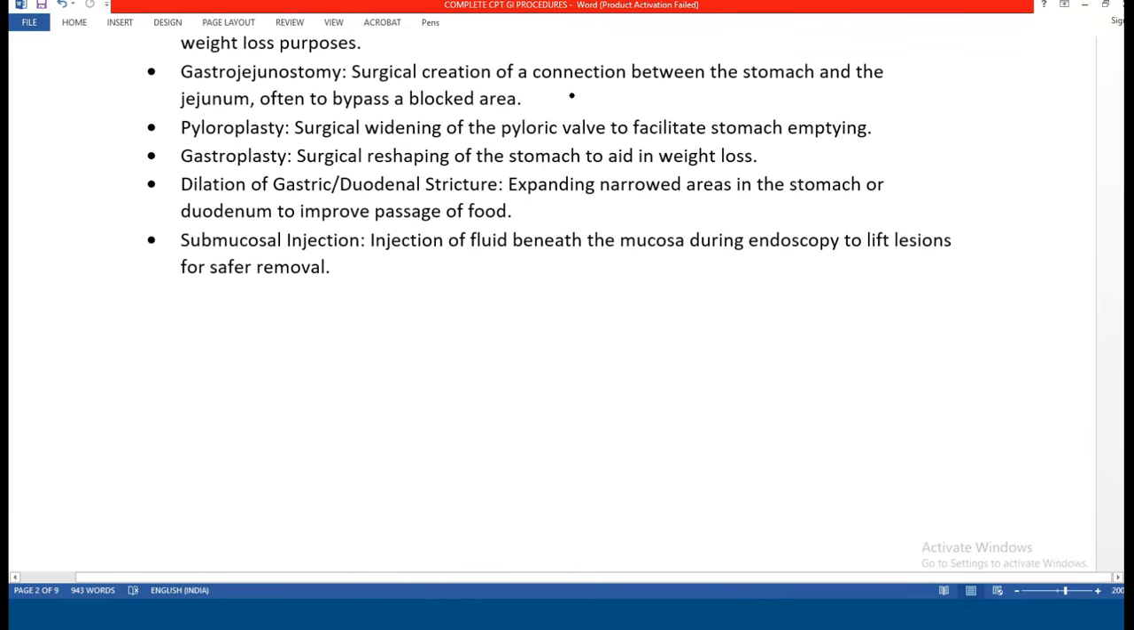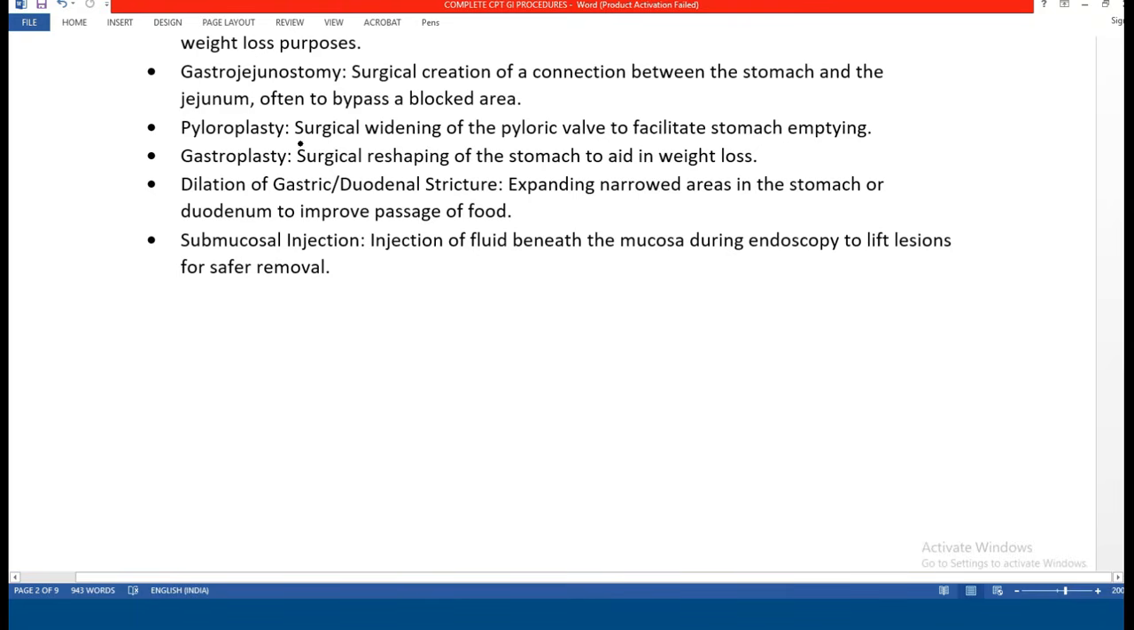So surgical creation of a connection between the stomach and the jejunum, often to bypass a blocked area, is called gastrojejunostomy. Okay, so it is an opening between gastro, meaning stomach, and jejunum. In order to bypass the blocked area, the patient will undergo gastrojejunostomy. Next, pyloroplasty. Surgical widening of the pyloric wall to facilitate stomach emptying.